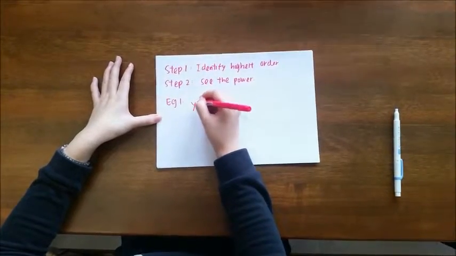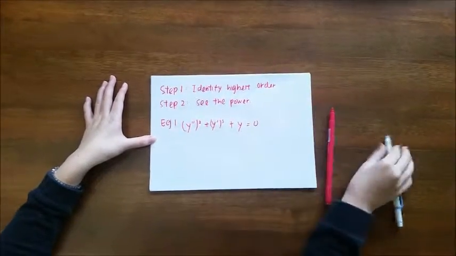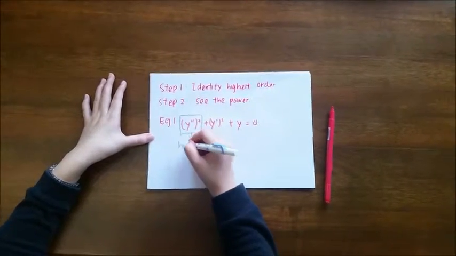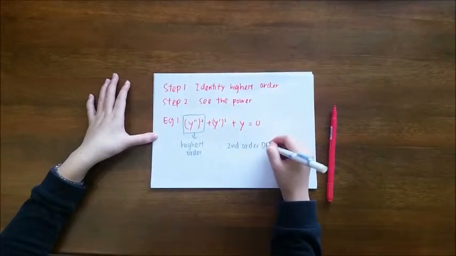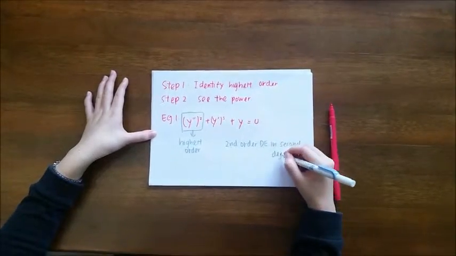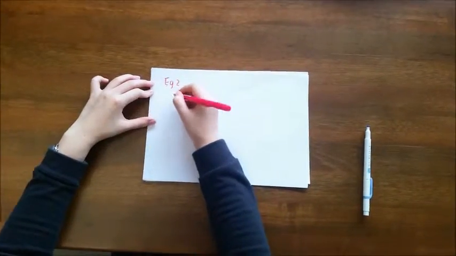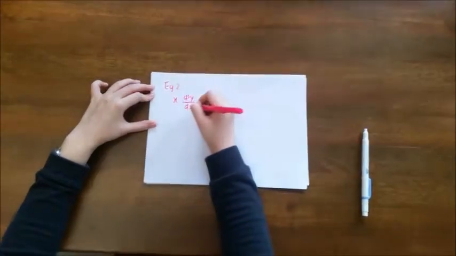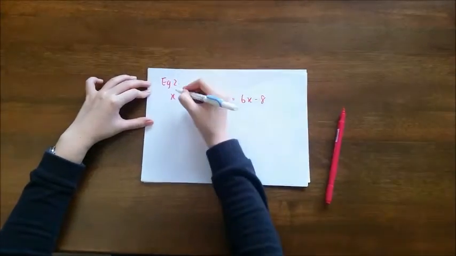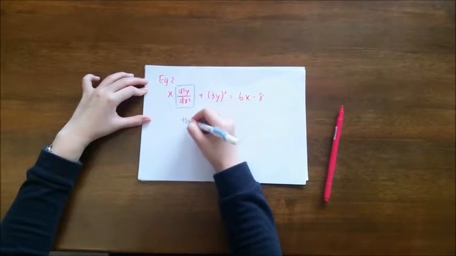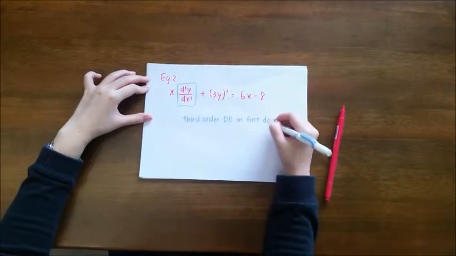In example 1, since the highest order of the differential equation is y double prime, we do not look at y prime even though the power is 3. This is an example of a second order DE in second degree. For example 2, repeat steps 1 and 2, and we will be able to know that this is a third order DE in first degree.